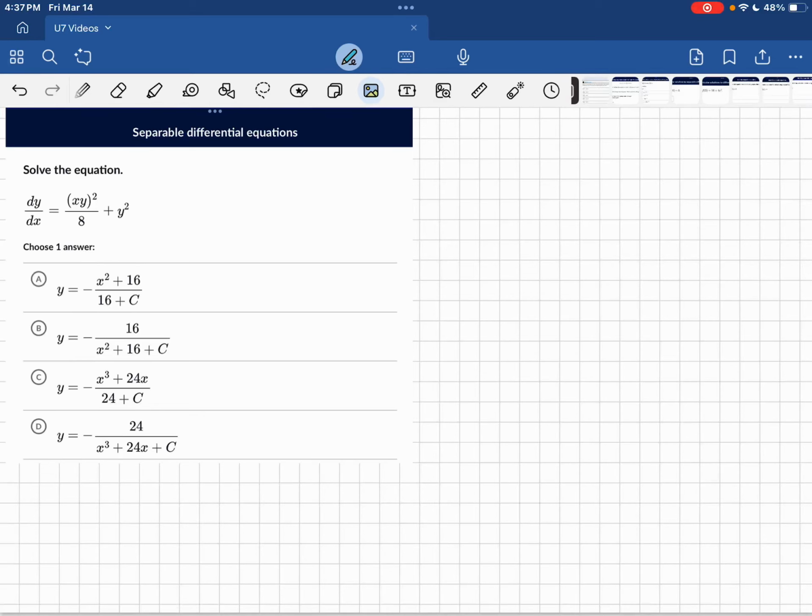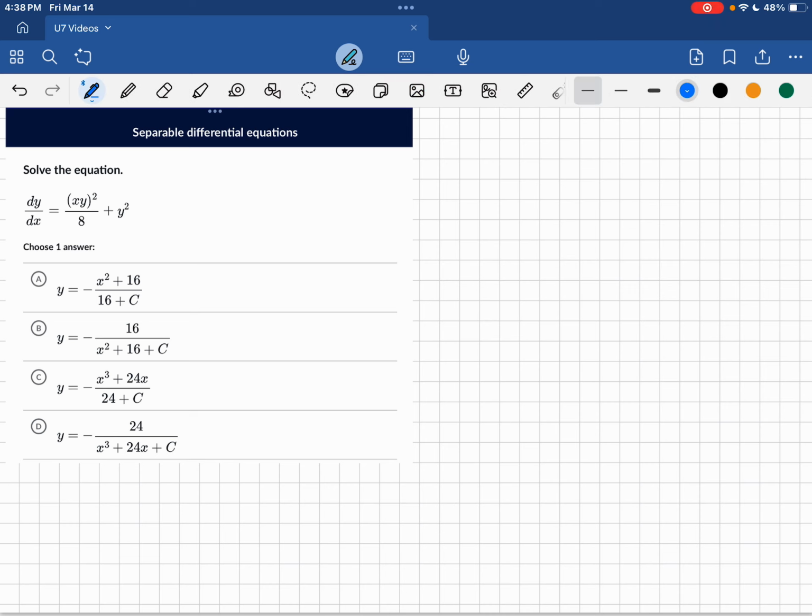It's a differential equation. This differential equation can be solved, and in this one, we're just going to find the general solution. As you can see, all of these answers have a C in their answer. When they have the constant in their answer, that means they are a general solution. They are not particular solutions.